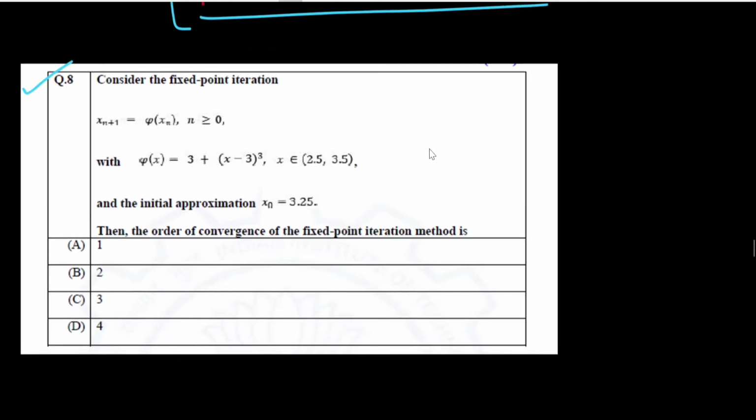Question number 8 says: consider the fixed point iteration x_{n+1} = phi(x_n). So we first use the definition of the fixed point, that is phi(x) = x. This gives the fixed point, with phi(x) equal to this and initial approximation x0 equal to 3.25. The question asks for the order of convergence of the fixed point iteration method, so we first find the fixed point for this iteration and this function.